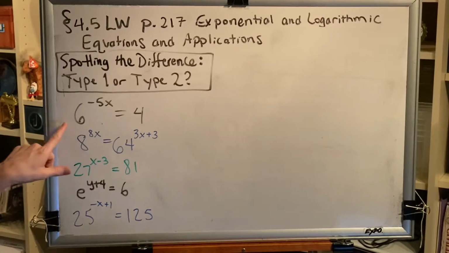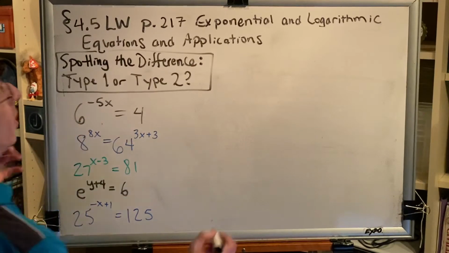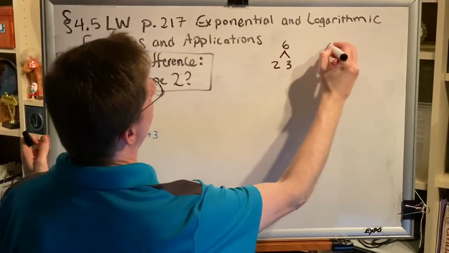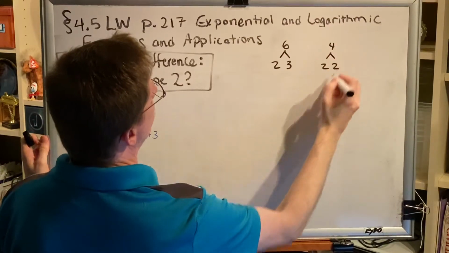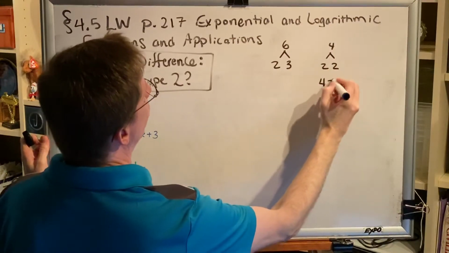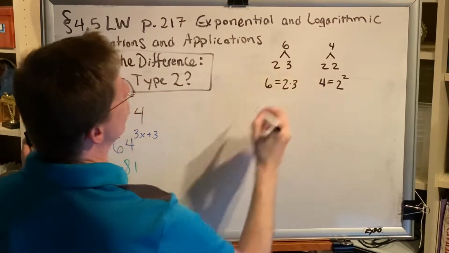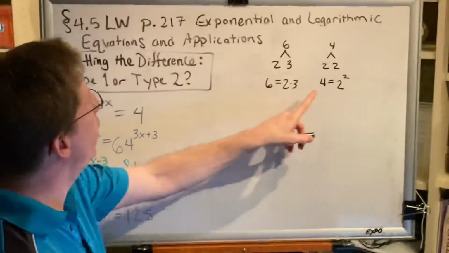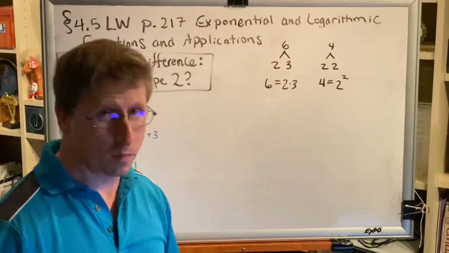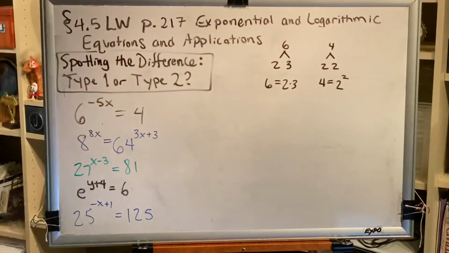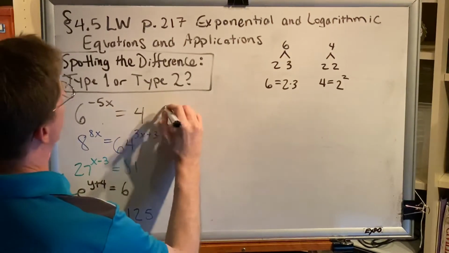All right, let's start with our first one. The bases are 6 and 4. If we make a tree for 6, we find that 6 is the same as 2 times 3, and 4 is the same as 2 times 2. So 4 can be written as 2 squared, but 6 has to be written as 2 times 3. Therefore, these numbers cannot be written as a common value raised to a different exponent. And for that reason, this is type 2.